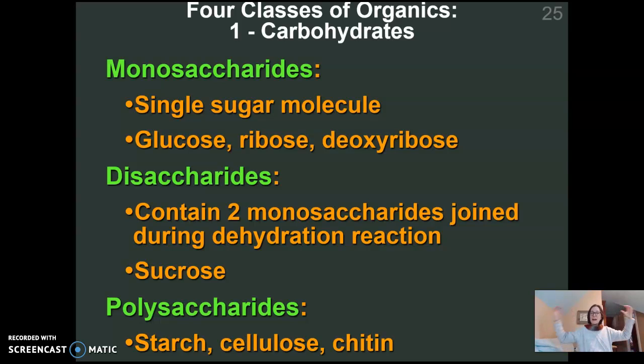But then if we start to add more monosaccharides onto that, we end up with a very large molecule that's not sweet to the taste, more of a storage molecule because we've got all those bonds tying these monosaccharides together. These are our starches. We also have cellulose and chitin in this category. Poly means many, many saccharides together.